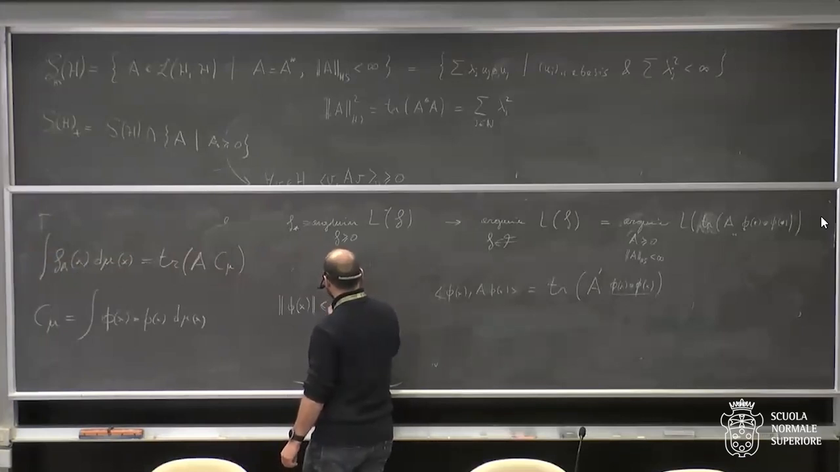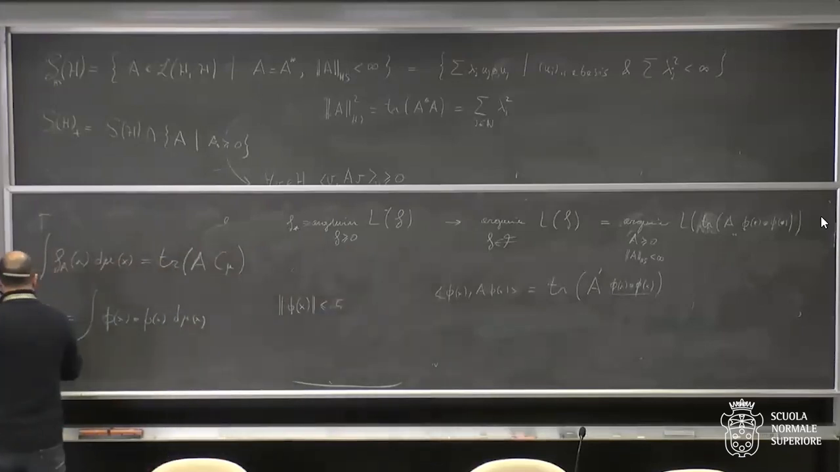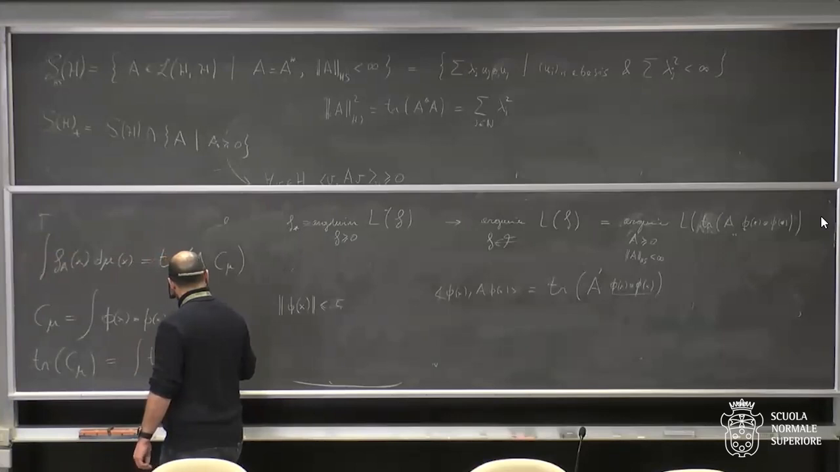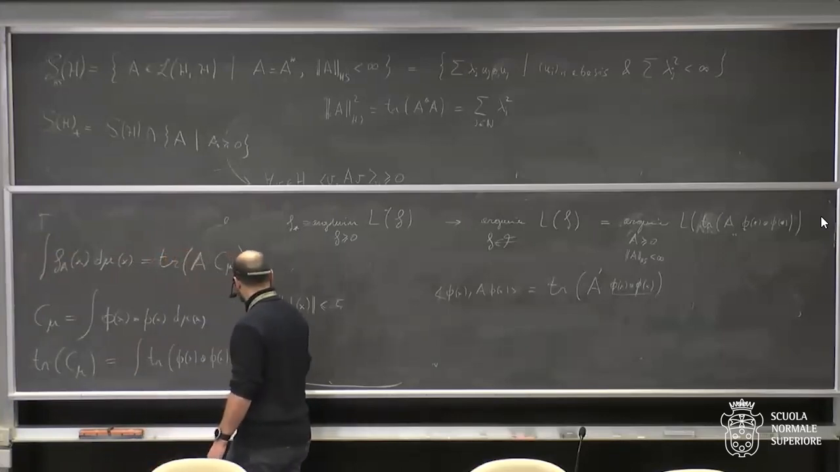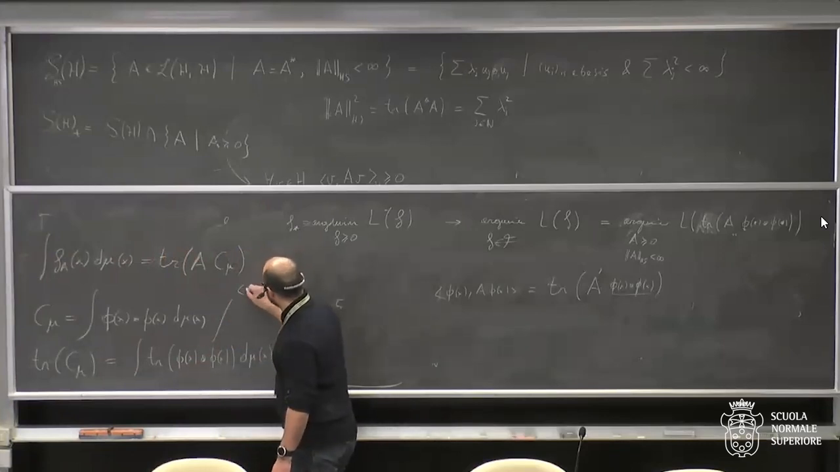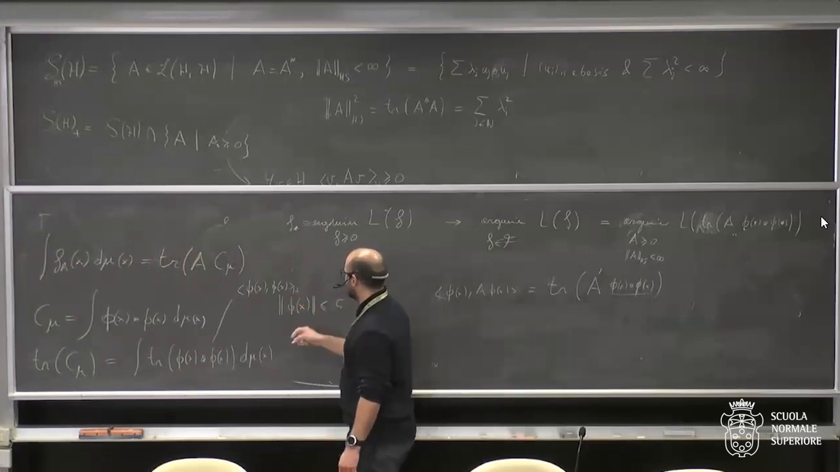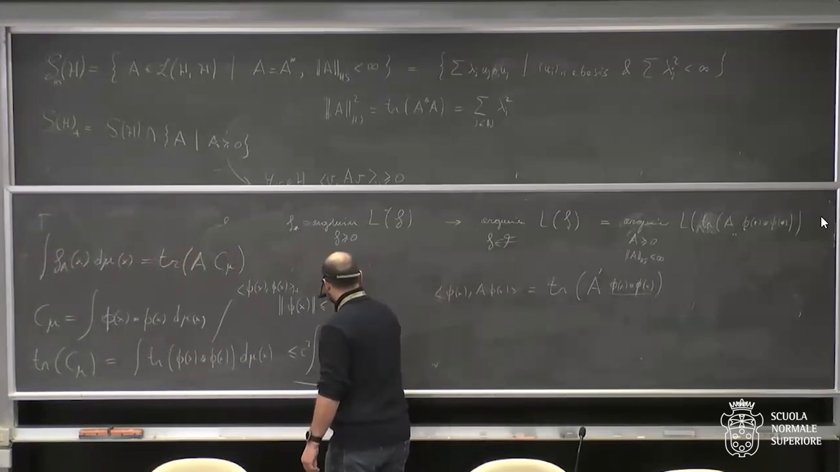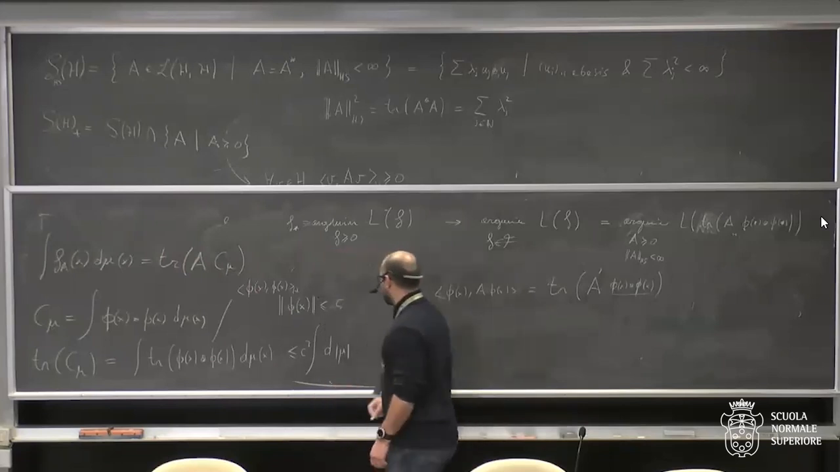Or even just put here a constant. So you will have that the trace of C hat C mu, which corresponds to, well, this is linear, you can do the trace of phi of x times phi of x. The trace of another product is exactly the inner product of the two vectors. This one is bounded by C squared. So this one is C squared d mu.